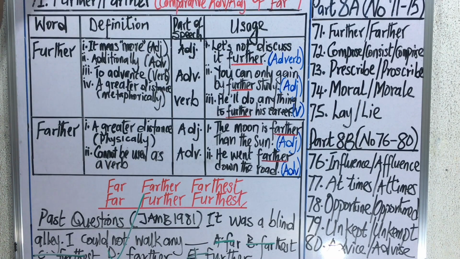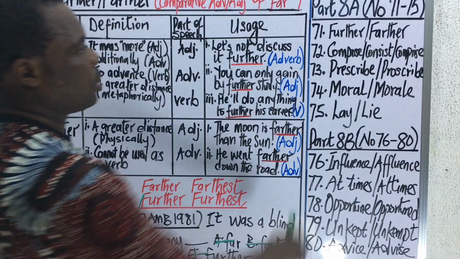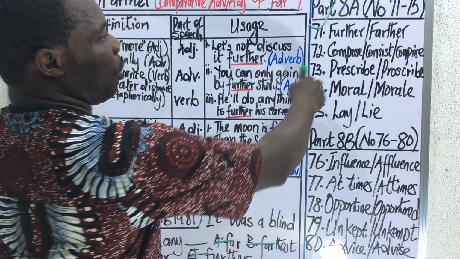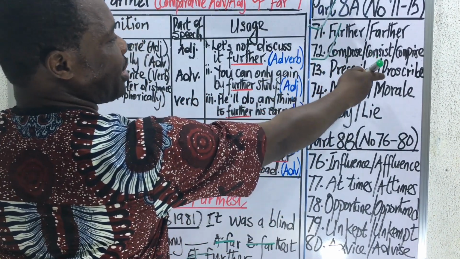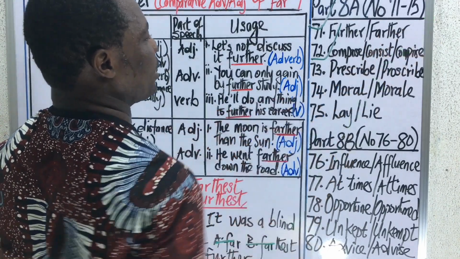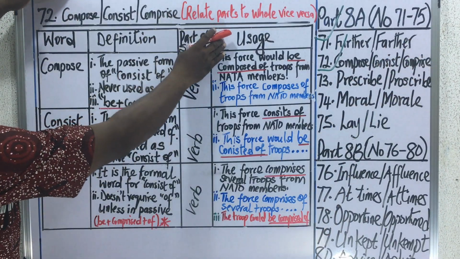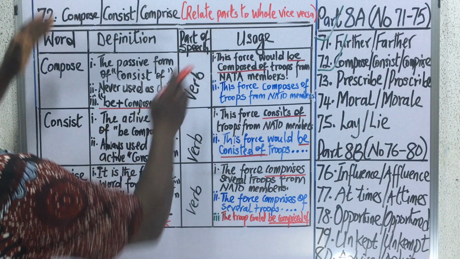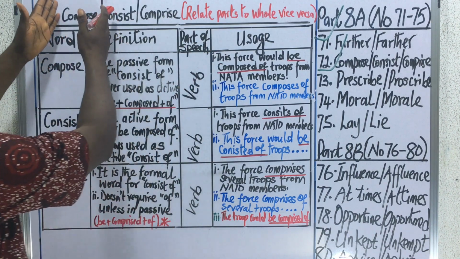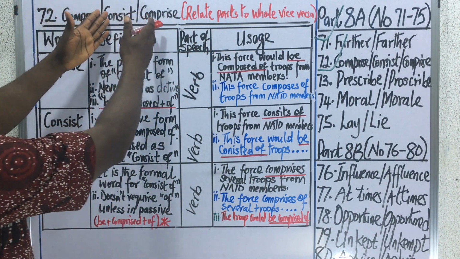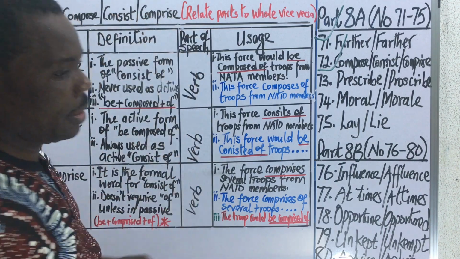We shall now move forward to our next set of words, which include compose, consist, comprise. Our next set of words include compose, consist, comprise.